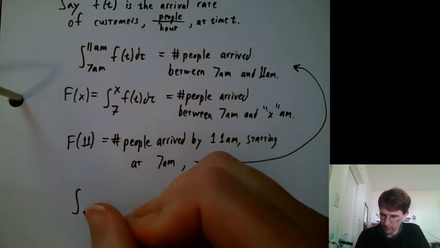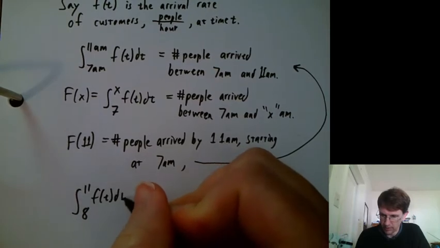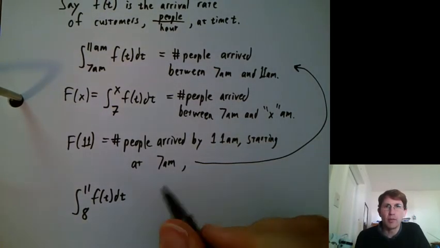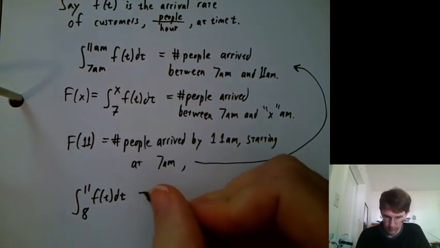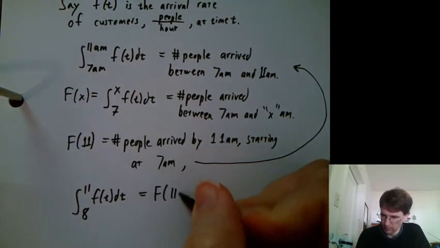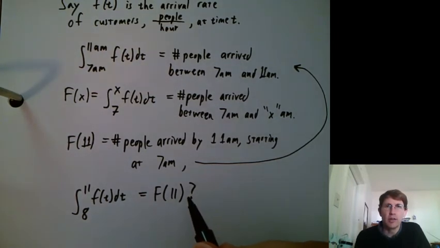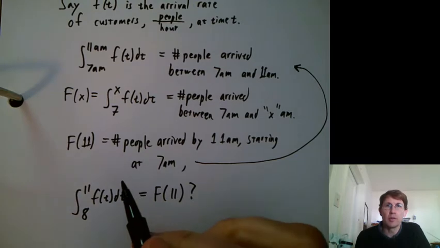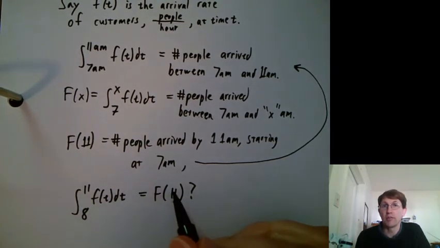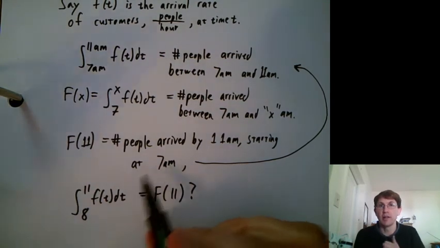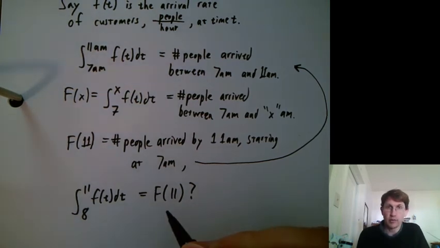But now we can ask more interesting questions. How about the integral from 8 to 11 a.m. of f of t dt? What do you think that might be equal to? Is that just the number of people arrived by 11 a.m.? Well, that over-includes the people who arrived between 7 and 8. We don't really want to include them. So big F of 11 includes the people who arrived between 7 and 8, but this integral doesn't want to include them. So we don't want to count those people.